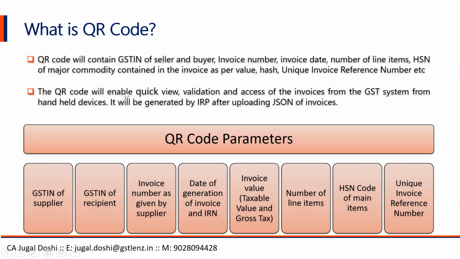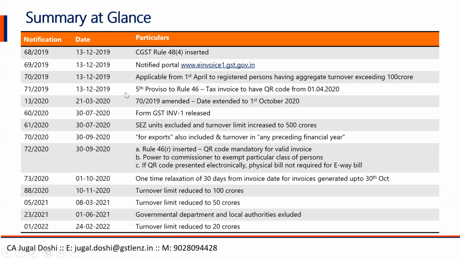So yes, this is the purpose of the QR code. So now, friends, let's revise the entire legal aspects. This is the summary of various notifications. As I told, it was first proposed in June 2019, approved in September 2019, and notifications in respect of the same were issued on 13th December 2019. 4 notifications, 68, 69, 70, and 71. These 4 notifications were issued.